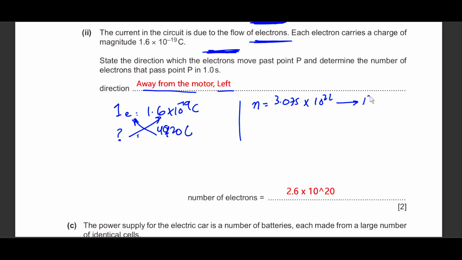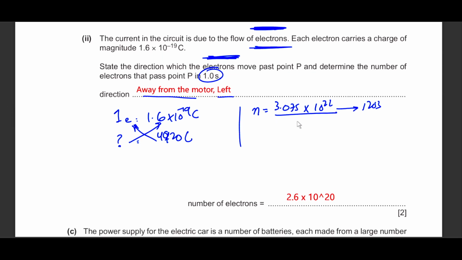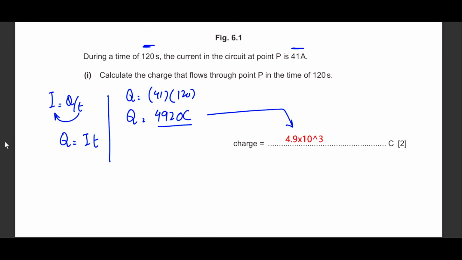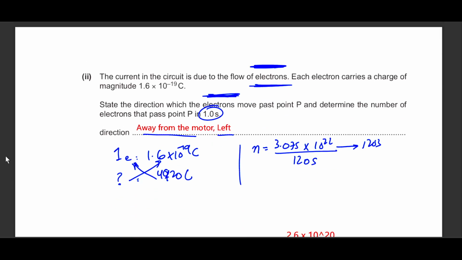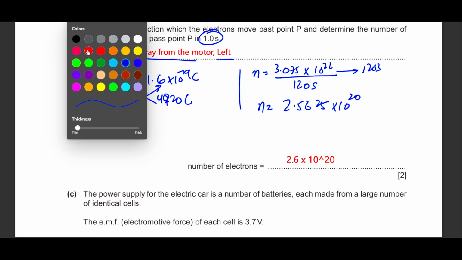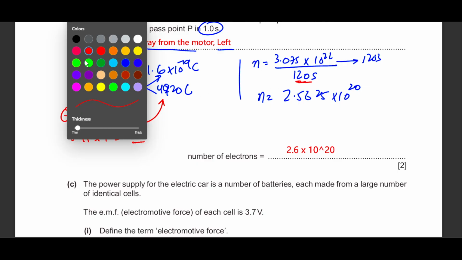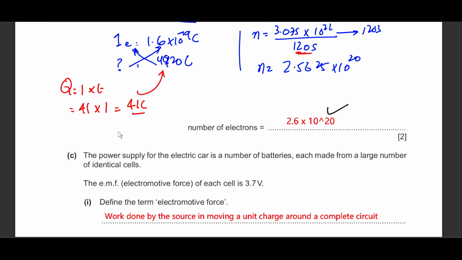But this is in 120 seconds. He's asking us about 1 second. So we can divide this number by 120 seconds, because this was the total for 120 seconds and we want it for 1 second. The number of electrons comes out as 2.5625 times 10 to the power 20. You can also do this directly as Q equals I multiplied by T, which is 41 multiplied by 1, which is 41 coulombs of charge. Then do the same thing again, but in that step you won't have to divide by 120. It's up to you what choice you take. The final answer will be the same.